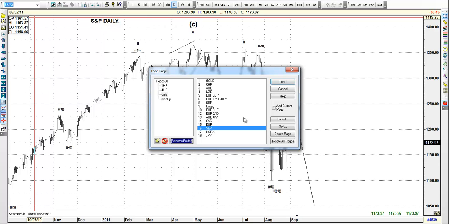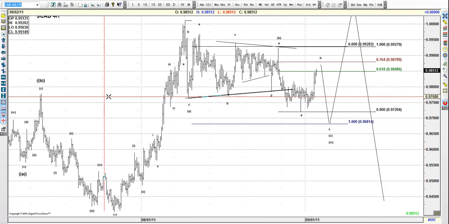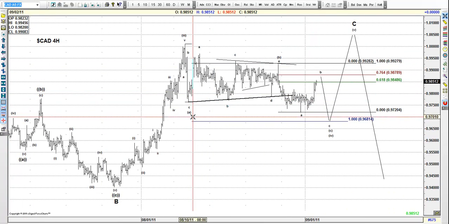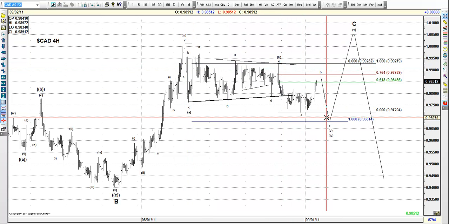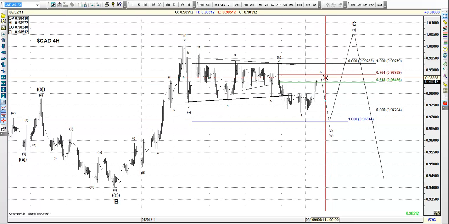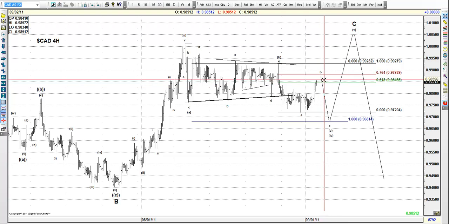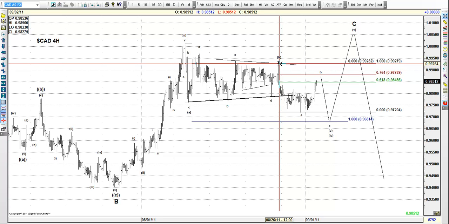Now, talking about recovering, we want to take a look at the dollar CAD in the 4 hour. Right here, it looks like it's showing A, B. This leg was in 3 waves, so consequently this one needs to be in 3 waves. So I'm expecting dollar CAD going lower to 98.55 against this high. Should be a good short trade.